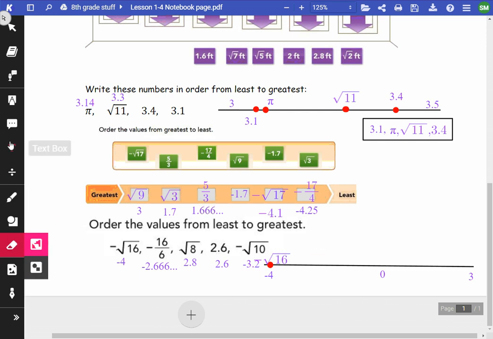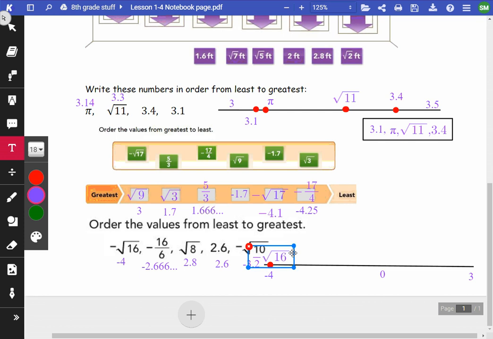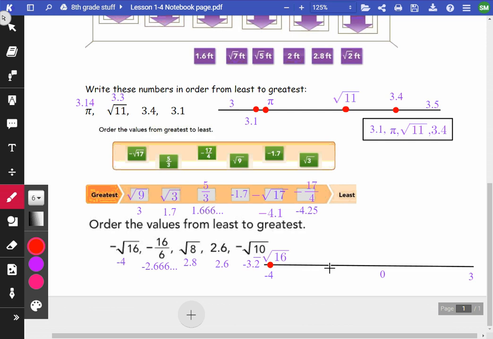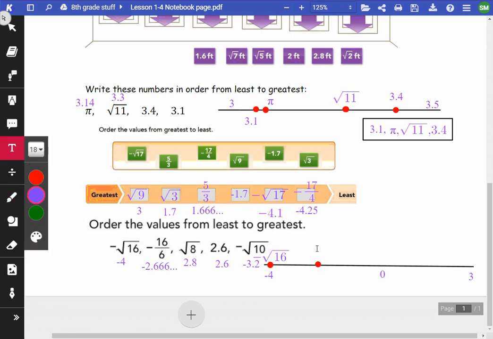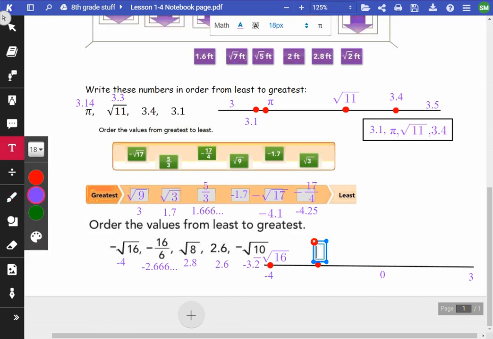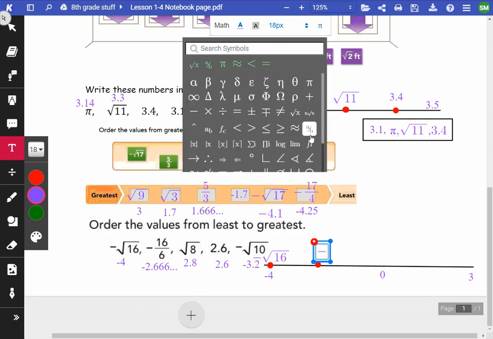All right, negative square root 16. Then, and I don't even have to do this in order, I can go negative 2.666. That is going to be about, here's negative 2, so a little bit this way. And that was actually the negative 16 over 6. So, text box. Function. I'm going to type a negative, and then the fraction 16 down 6. Good. Put it right there by that dot.